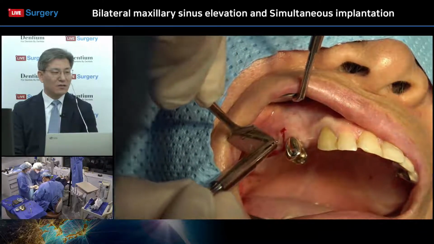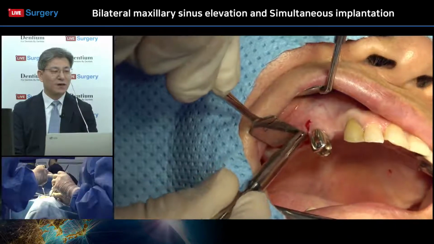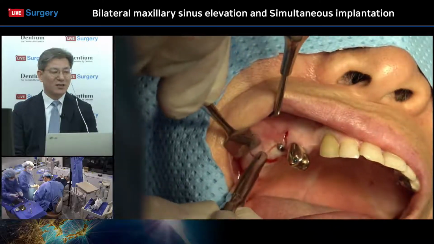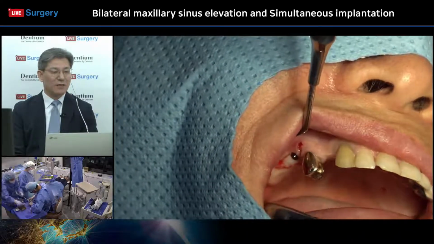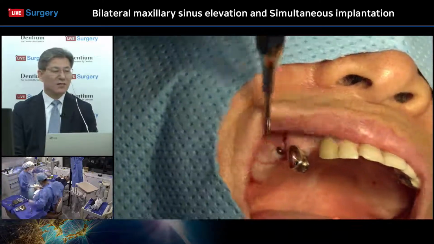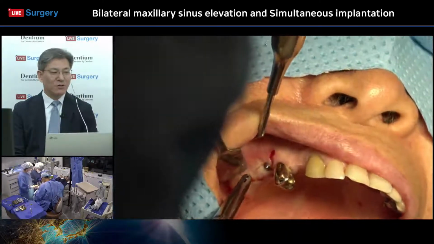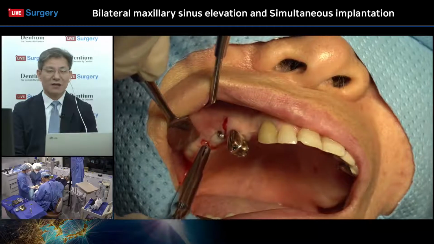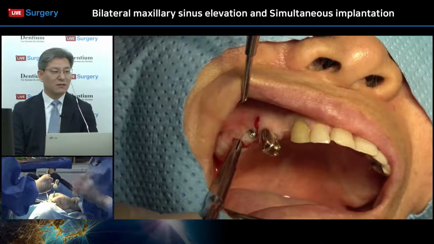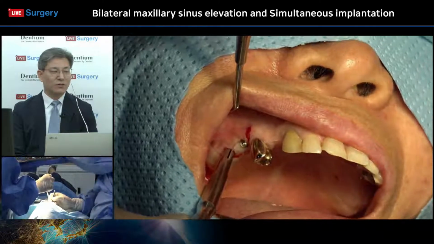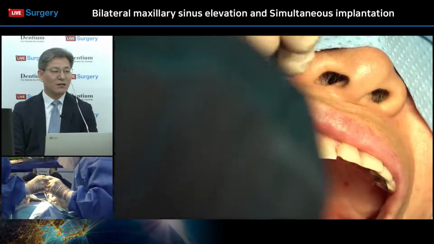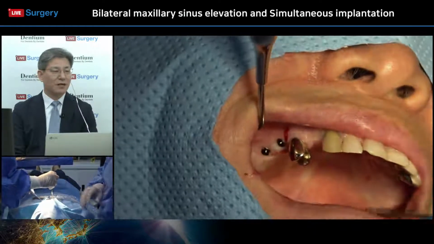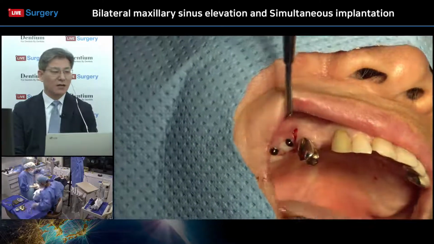So Dr. Chung is trying to pin for the fixation of the flap instead of suture. This new method is actually very interesting. Some surgeons use suture for the flap fixation, the conventional style, the ordinary style for suture. But Dr. Chung is trying to use the pin. This pin is a specific design by Dentium.